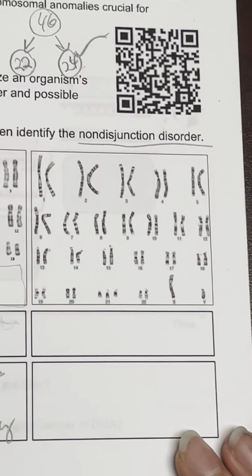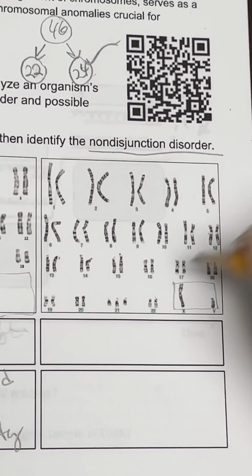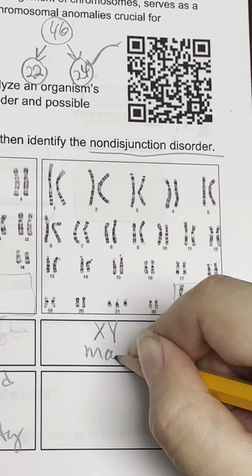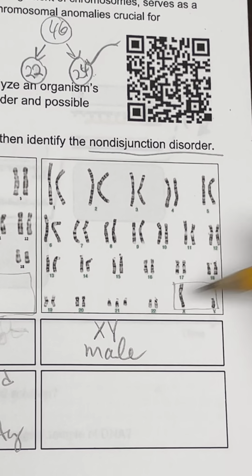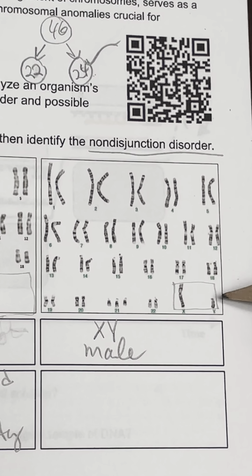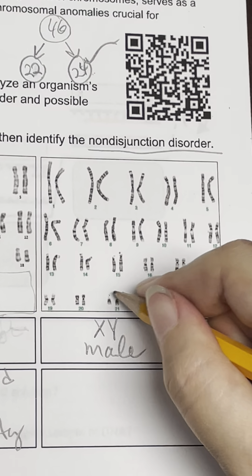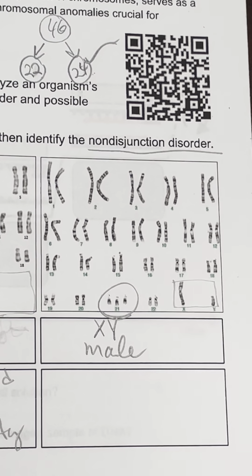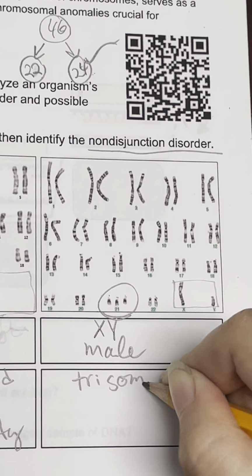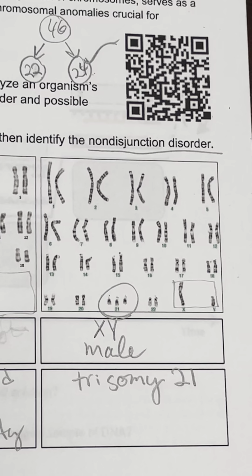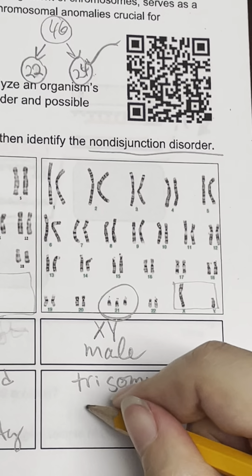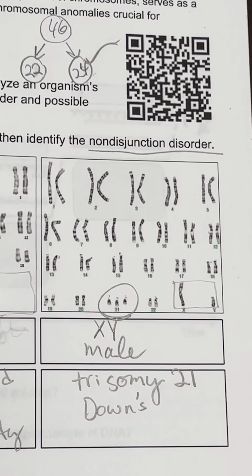The last one looks like we have normal sex chromosomes. So this one has X and Y, meaning it is going to be fully a male, no sex issues, no intersex. This individual is a male. But if we look closely, we have 1, 2, 3 chromosome 21. So this is trisomy 21, which means we have a polyploidy of the 21st chromosome. This is commonly known as Down syndrome.